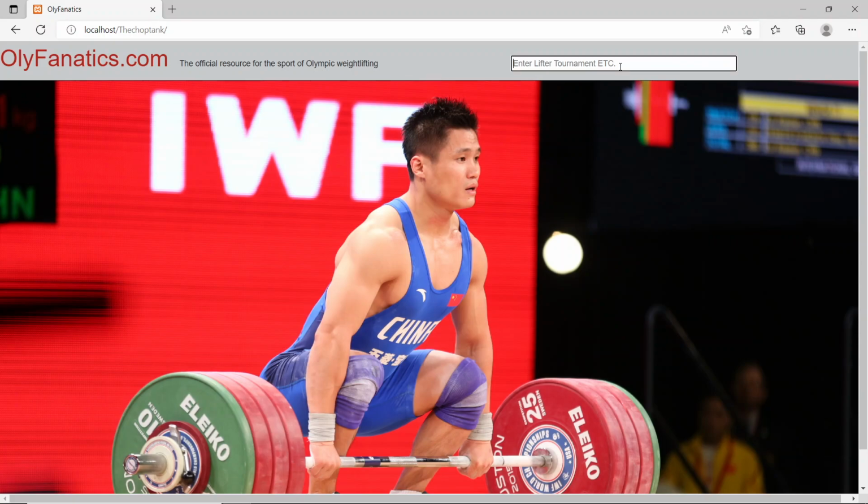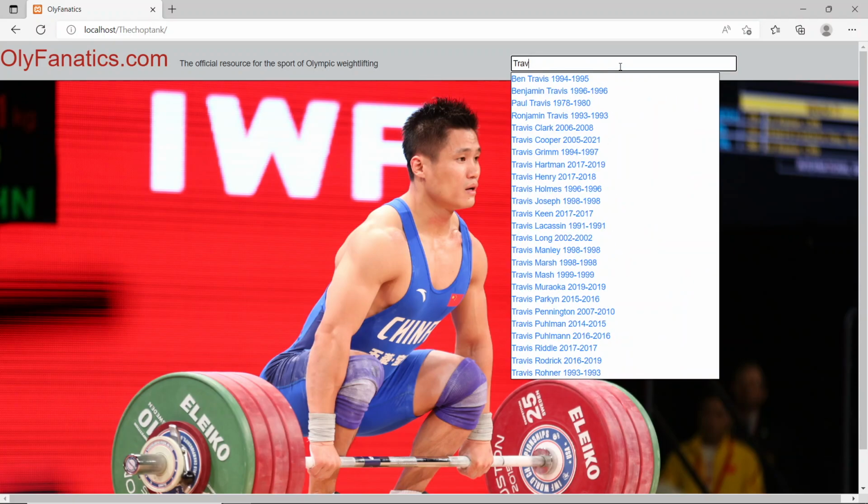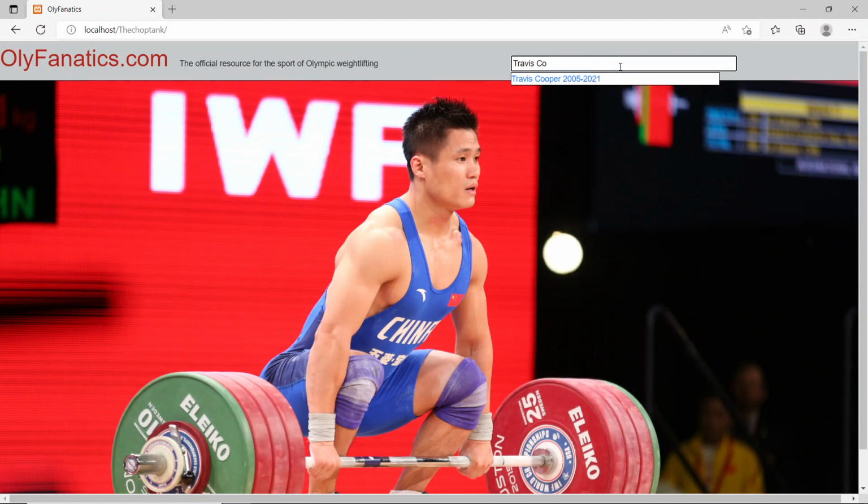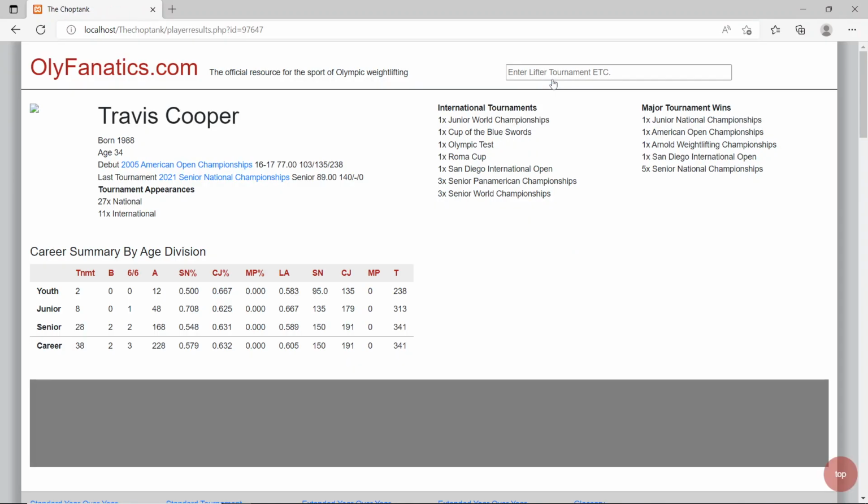We're going to begin by going to the search bar and looking for Travis Cooper, whose results can be shown right here. Upon clicking on it, you get to the landing page that contains all of Travis Cooper's weightlifting related data. On the top, we have sort of metadata, which shows when he was born, his age, the tournament debut, when it happened, what he actually lifted, and the most recent tournament that he lifted in.